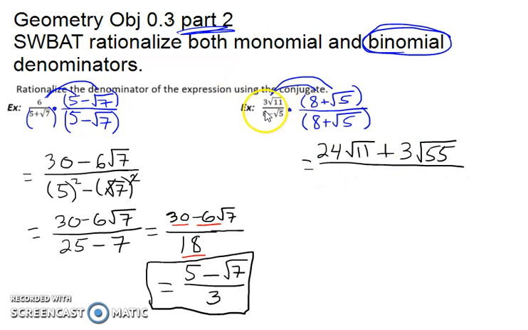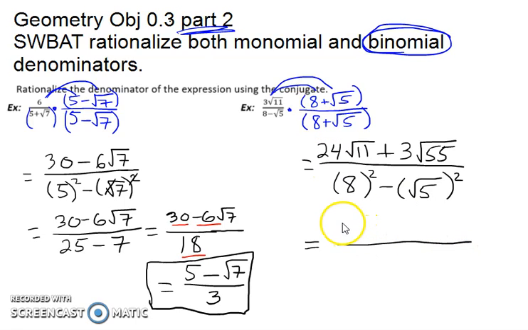In the denominator here, we'll do the conjugate thing, so we'll do 8 squared minus square root of 5 squared. And I'm going to kind of do this all at once. Our final answer here, our numerator is not going to simplify. It's 24 root 11 plus 3 root 55. But our denominator here, 8 squared is 64. And then root 5 squared, those cancel out, so that's minus 5. So 64 minus 5 is 59, so our denominator is 59.